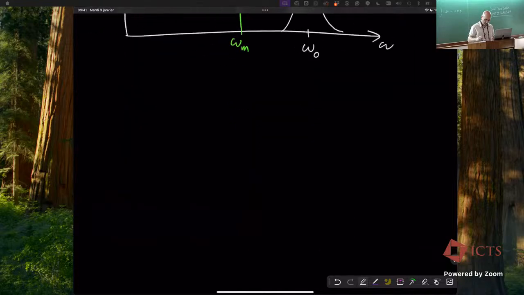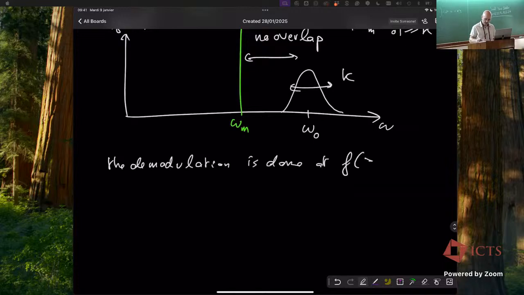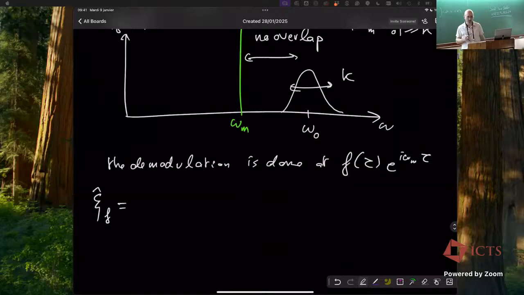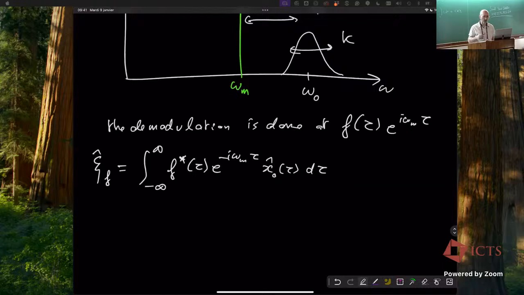So how do we model this heterodyne detection? This time the demodulation, this weighting function, is done at f of tau exponential i omega_m tau. So the demodulated quadrature, this x_phi we had before, now becomes a non-Hermitian operator. It's the equivalent of the observable we had before, but it's not Hermitian anymore. It will be the integral from minus infinity to infinity of f star of tau exponential minus i omega_m tau x_0 of tau d tau. We take the phase to be 0.